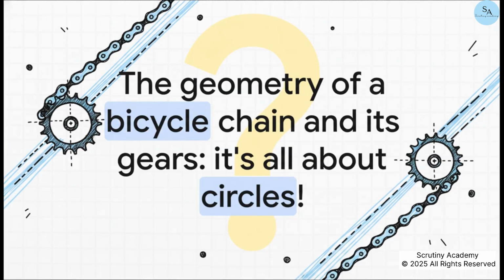I mean, just look at that. Before we even get into the textbook definitions, see how the straight parts of the chain just graze the edges of those circular gears? That, right there, is a tangent in action. It's pure, beautiful geometry in motion. And I promise, by the end of this, you're going to see these shapes all over the place.